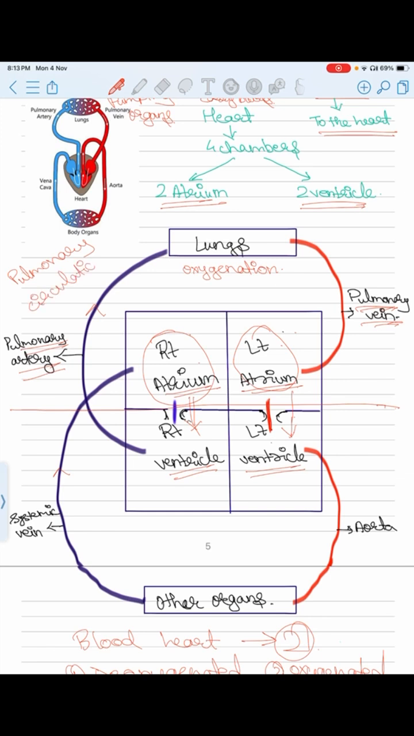Why is the word pulmonary used here? Because here the lungs are involved. So this part of the circulation is said to be pulmonary circulation. The pulmonary artery carries the blood away from the heart, and the pulmonary vein, pulmonary meaning lungs, is the vein which carries the blood towards the heart.